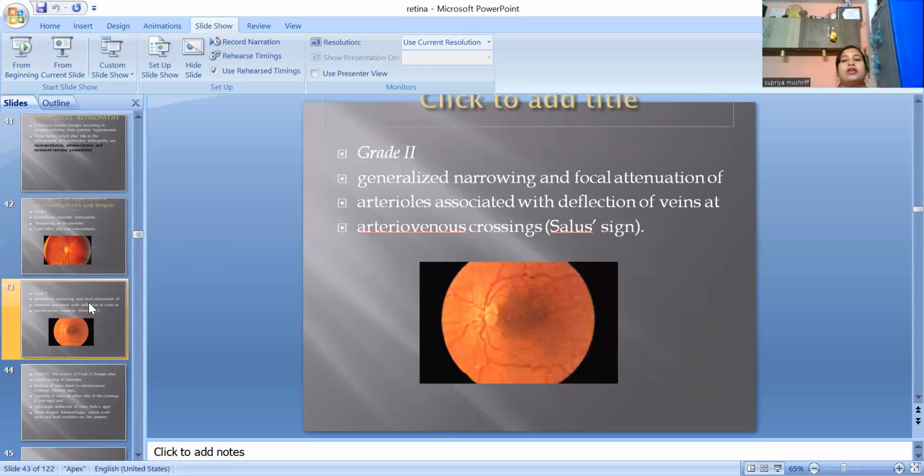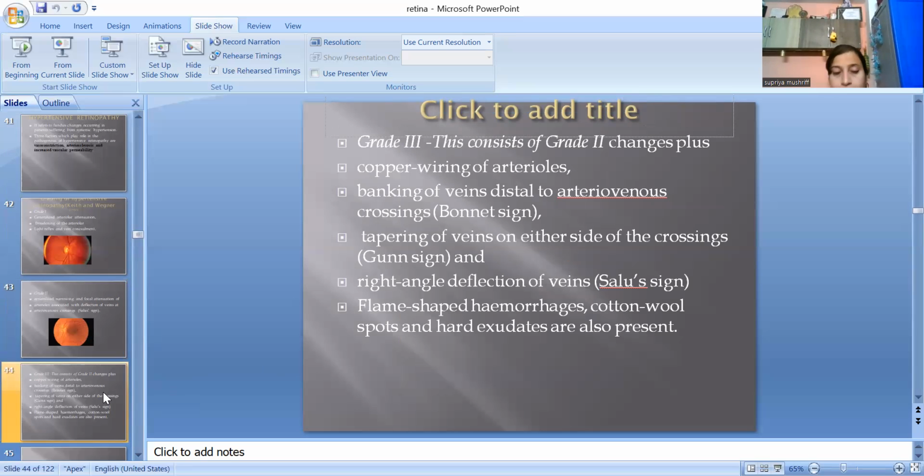Now grade 2: generalized narrowing and focal attenuation of arteries associated with deflection of the veins. Here you can see at the AV crossing, where artery and vein cross, there is deflection of the vein at the arteriovenous crossing, Salus sign. This is a very important sign, and it occurs in grade 2.